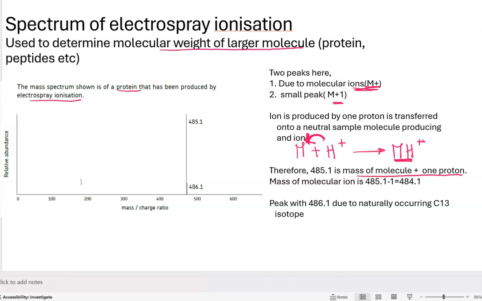The mass of the molecule itself is 485.1 minus 1, which is 484.1.